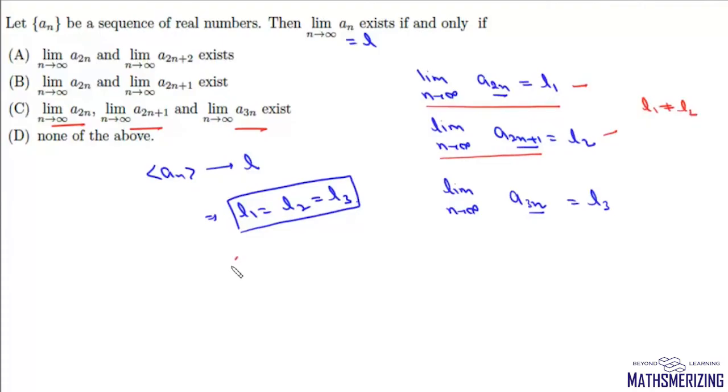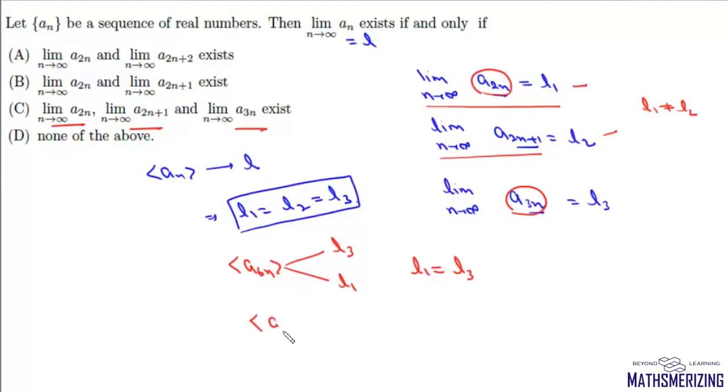Now if we consider the sequence a6n, then a6n is a subsequence of a3n, that means it should converge to L3, and a6n is also a subsequence of a2n, that means it should converge to L1. So from here we'll get this condition that L1 must be equal to L3.